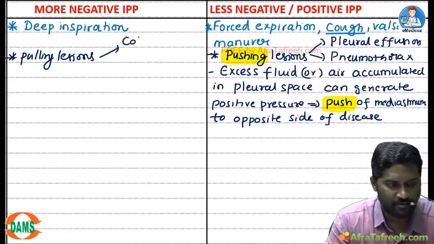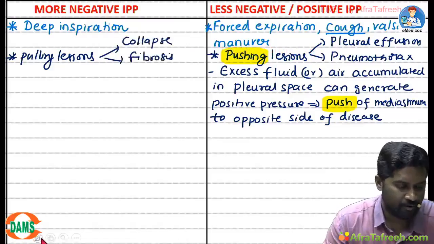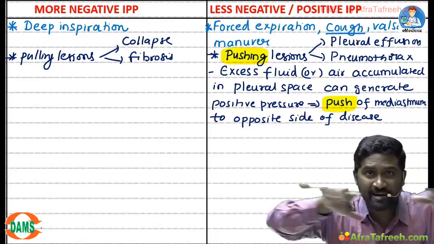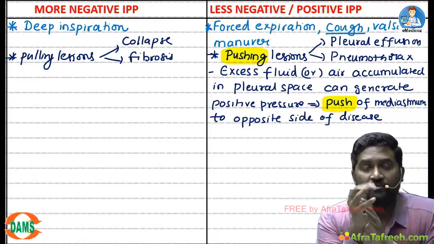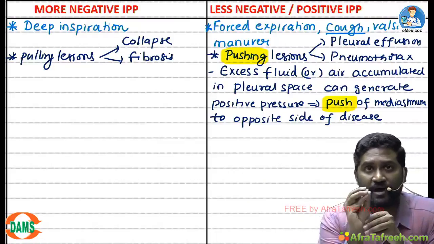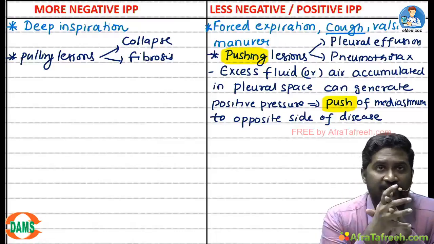One is collapse and the other is fibrosis. Now let us see what is common here. What is collapse? Collapse is airless lung field. Because there is no air in that lung, what will happen? The volume of that lung will decrease. So collapse is airless lung field, and the total volume of the affected lung can decrease.